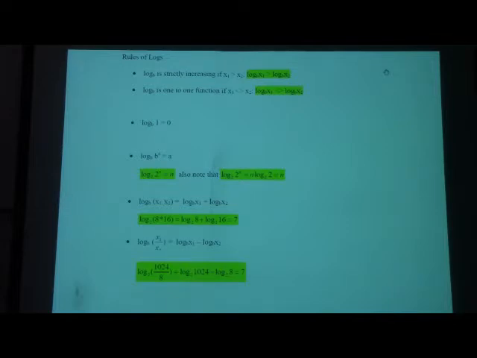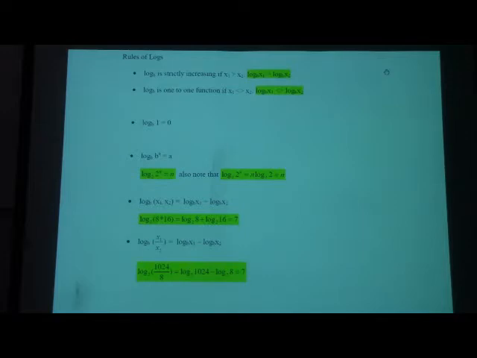The log of a product is the sum of each of the log factors. So log base 2 of 8 times 16 is log base 2 of 8 plus log base 2 of 16. That's 7. If you don't believe me, what's 8 times 16? That's 2 to the 3rd times 2 to the 4th, which is 2 to the 7th. Log base 2 of 2 to the 7th is 7.